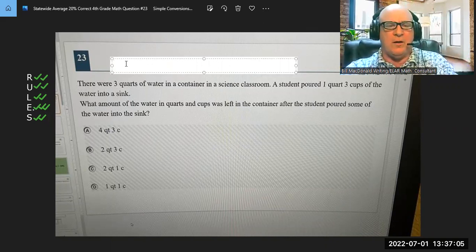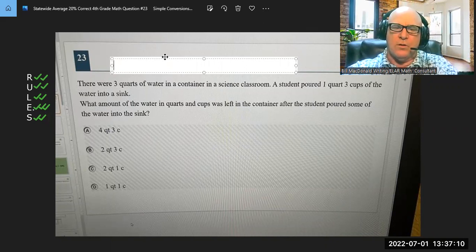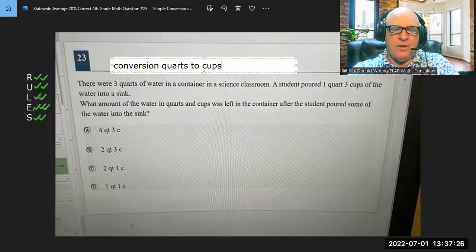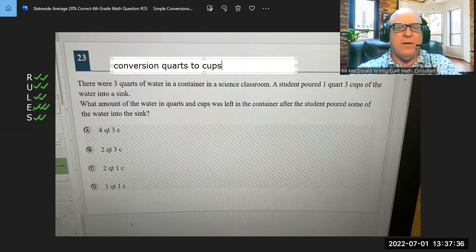They had to go to their mathematics chart and be able to do a conversion from quarts to cups to answer it. And so if only 20% are getting it correct, what is it that they didn't get that made it so hard? So let's make something very rigorous extremely simple, shall we?